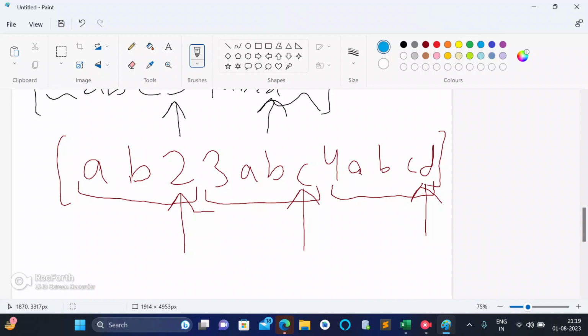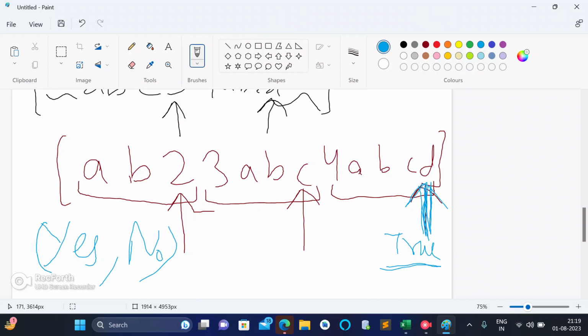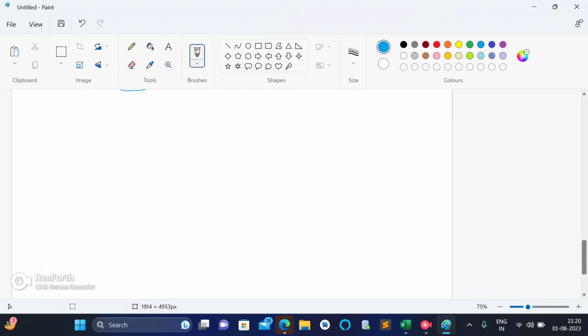So don't you think if somehow I will be able to make the end position true, then the answer would be yes, else the answer would be no. Again I am repeating, I am traversing from left to right, and while traversing from left to right, if I am able to make the end position true, then my answer would be yes, else my answer would be no. So let's understand the approach to this question.